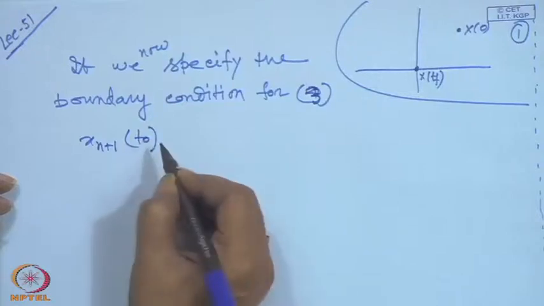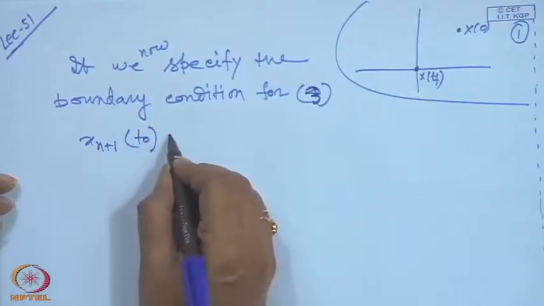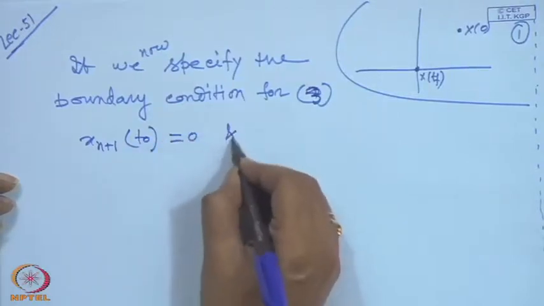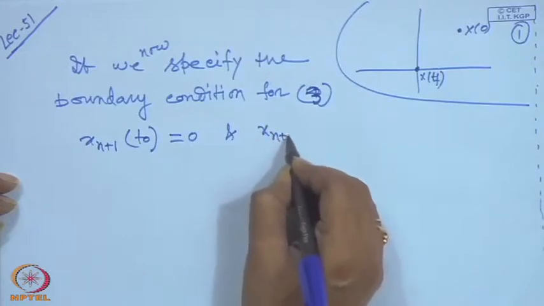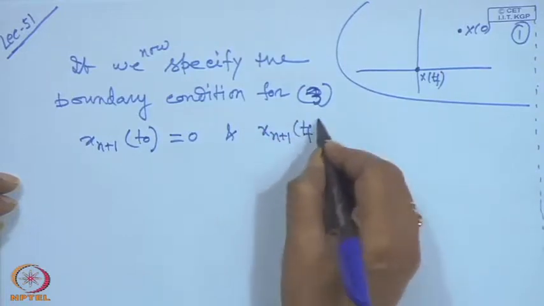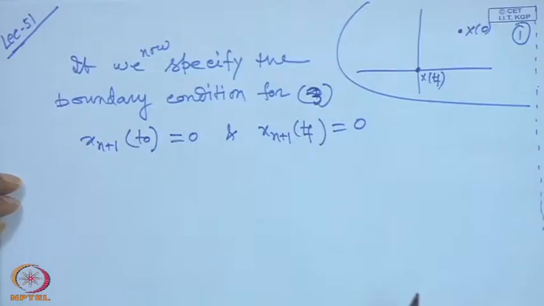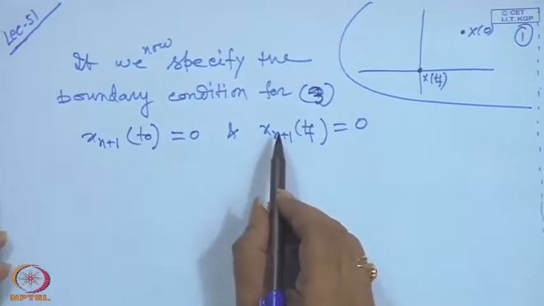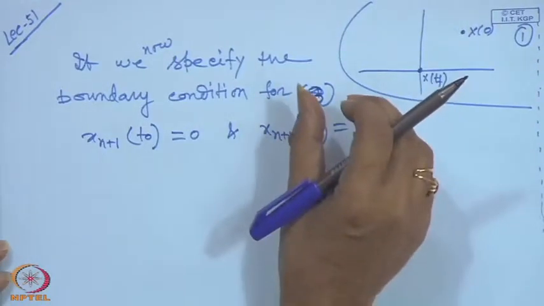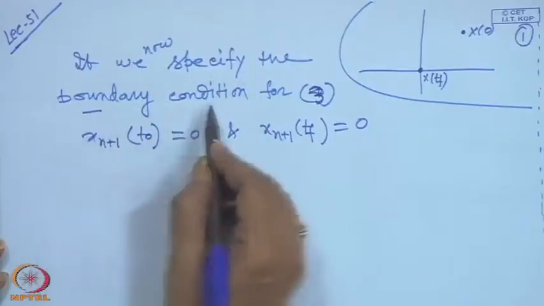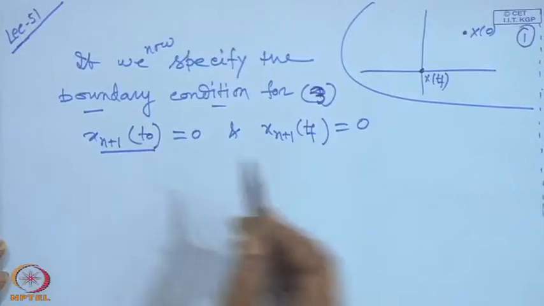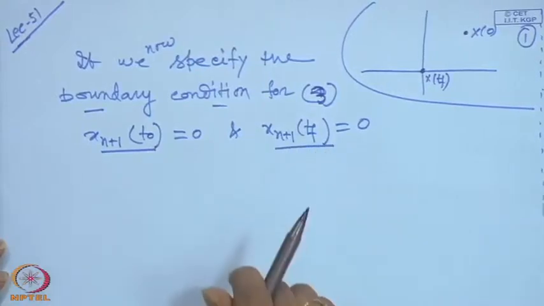Now, you introduce some specific boundary conditions for equation 3, that x n plus 1 of t 0, the initial time t 0, is equal to 0 and x n plus 1 of t f is equal to 0. Because all the inequality constraints must be satisfied, at the terminal condition that must be satisfied. That means we made an assumption that the boundary condition of x at t 0 is 0 and this is 0.